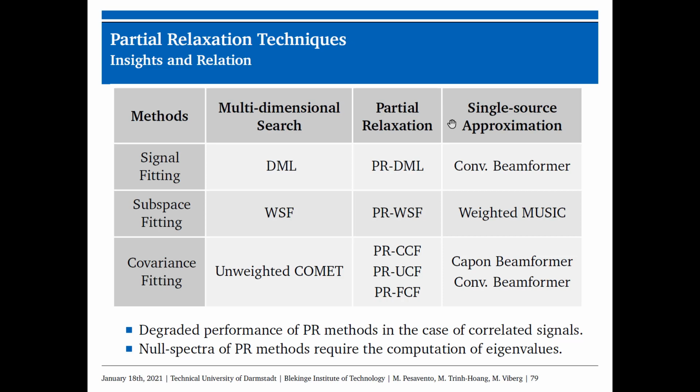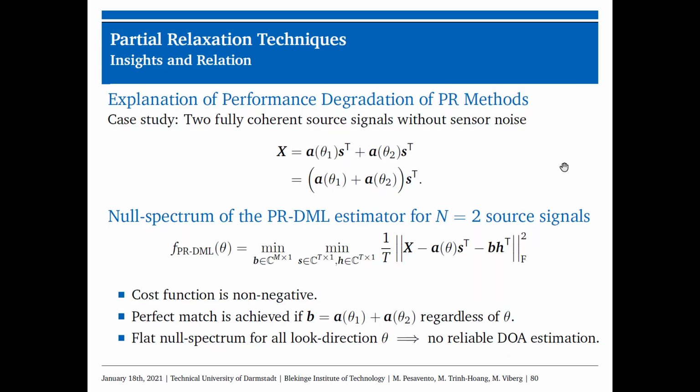Due to the relaxation, we observe that the eigenvalues play an important role in the computation of the null spectrum of the PR estimators. On the one hand, this relaxation reduces the computational complexity compared with the optimal parametric methods. But on the other hand, the performance of the PR framework degrades significantly if the source signals are correlated. This degradation can be explained by the following case study. Let us assume the noiseless case with two fully coherent source signals.